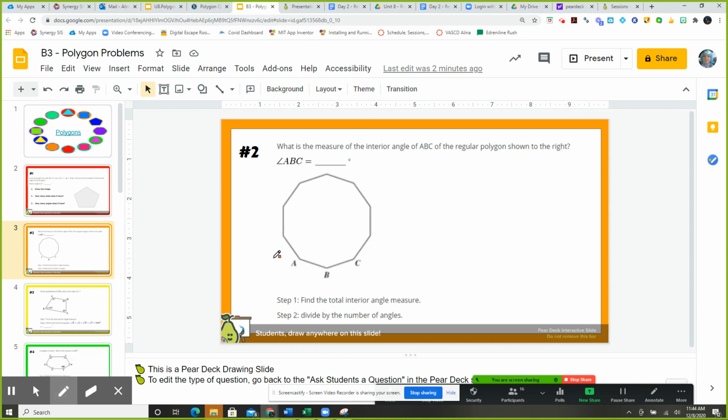Label all the angles. So what I'm looking for is the interior angle of ABC. I'm looking for that one. How many angles are there? 10. Perfect. So how do I find one interior angle? I found the sum in the first problem. How do I find one interior angle?